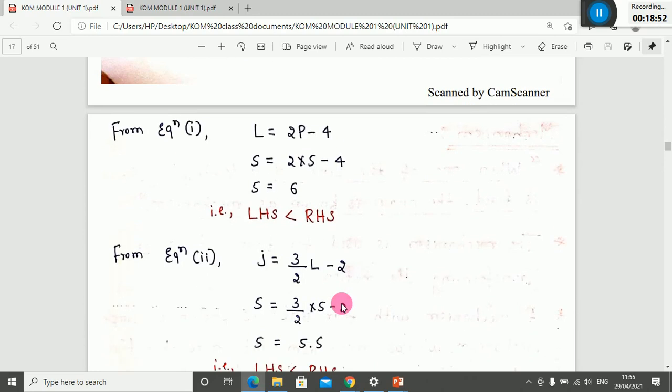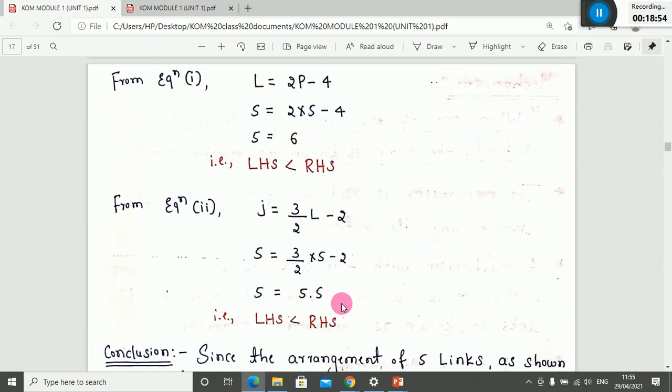Just check whether you are getting this result or not. I'll give 1 minute time. Please let me know whether you are getting the same result. LHS is less than RHS. Yes, sir, got the same. Yes, sir. Yes, sir.